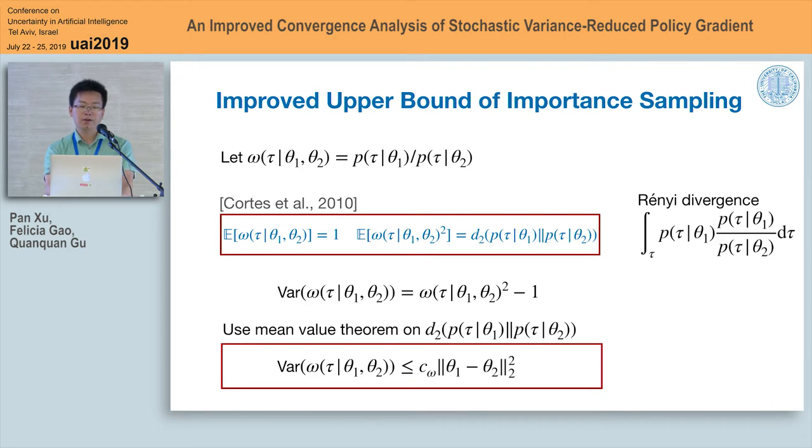And if we use the mean value theorem to expand the divergence, then after some calculation, we can show that the variance of this importance weight can be upper bounded by the distance between the target policy and the behavior policy. And this result is important because this variance bound will decrease to very small when the behavior policy and the target policy are close enough. And this is exactly what will happen when the algorithm converges.